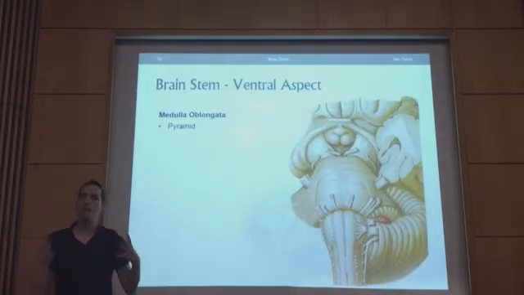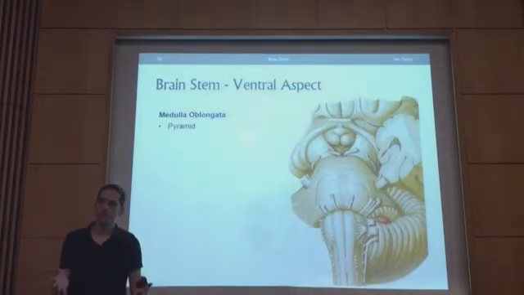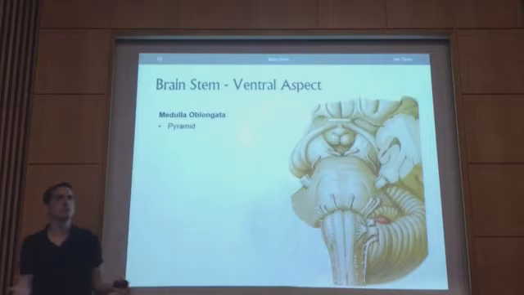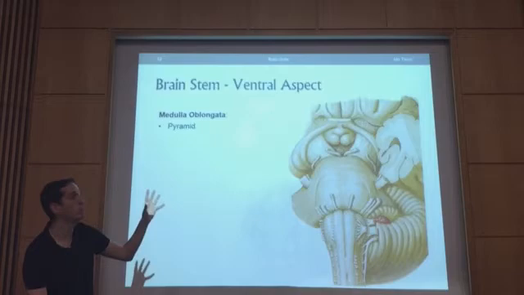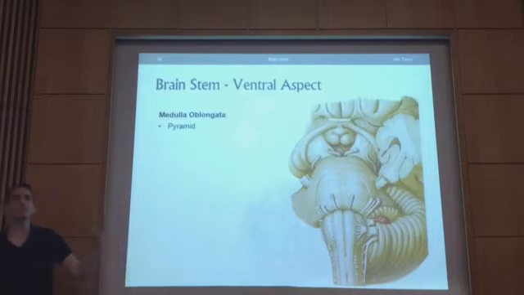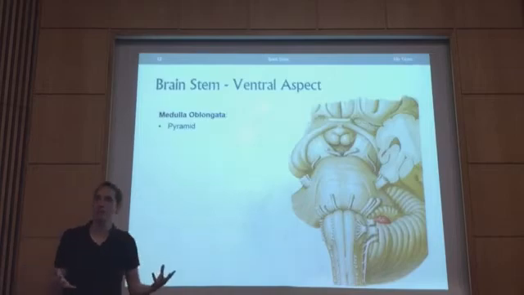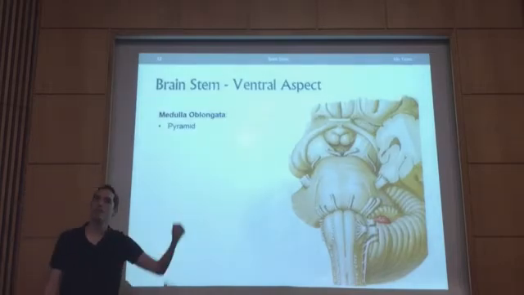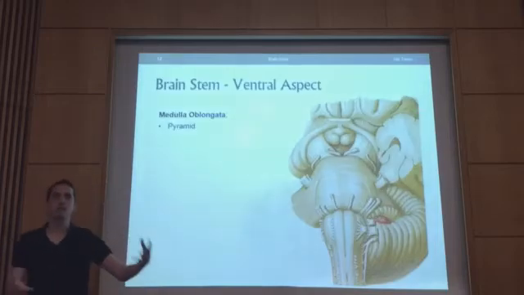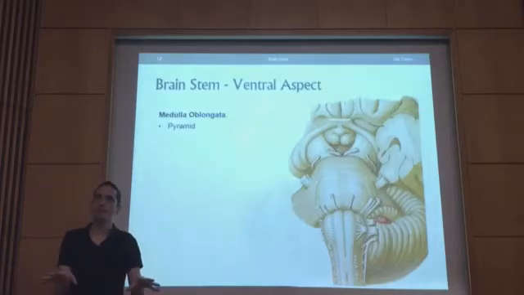Do you remember corona radiata? These hand-shaped fibers go from all hemispheres. Some of the fibers inside corona radiata are motor fibers that originate in the primary motor cortex and go down through the internal capsule, right? Is it familiar?